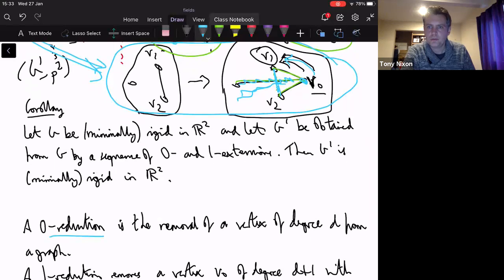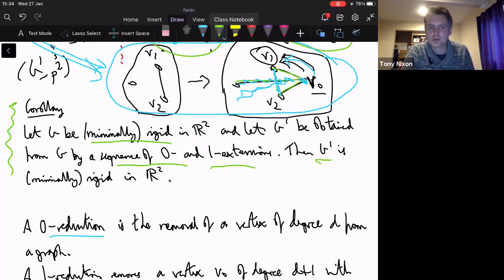Okay, so I think we're done with the questions. So this is basically a little summary lemma, corollary, and this is what we're going to use. So we talked about moving the rank up by D. So suppose now that your graph is rigid, or say minimally rigid even, and let G dash be obtained from it by a sequence of these extensions. So it doesn't have to be just one of these operations, but you can do a 0 extension, then 2 1 extensions, then 4 0 extensions, and so on.